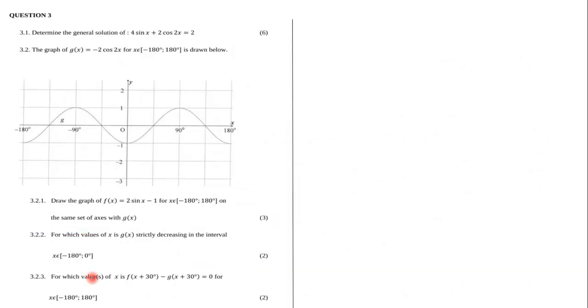So the next question here is 3.2.2, and it's asking for which values of x is g of x strictly decreasing, right? Now it says this is in the interval between minus 180 and 0, right? So to strictly decrease, what does it mean? Basically, to strictly decrease means that your values are actually dropping, right?